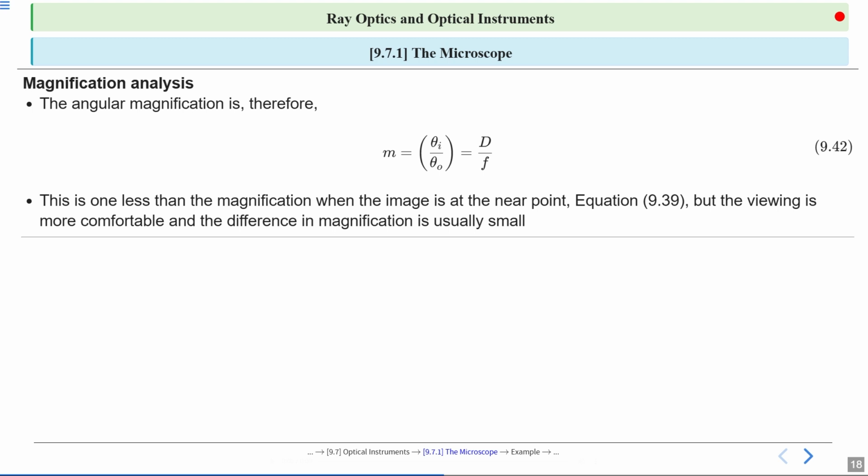But this method is preferred. Why? Because in this case the eye is relaxed, so strain on the eye is minimized. Although its magnification is slightly less, it does not affect the magnification much. The magnification is slightly less, but viewing is more comfortable.